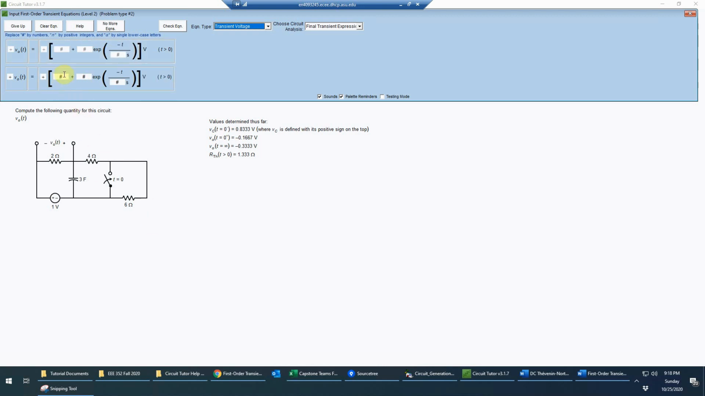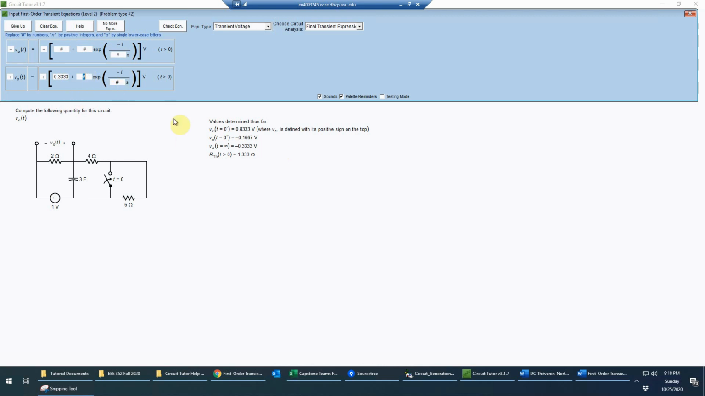And first of all, we have the constant term. Remember, that's the one that's going to survive at t equals infinity, because at t equals infinity, we have e to the negative infinity here, which goes to 0, no matter what this constant is. So this is going to be the value of the voltage at infinity. And we computed that as negative 0.333. So we'll just enter that value there, negative 0.3333, not forgetting the minus sign, of course.